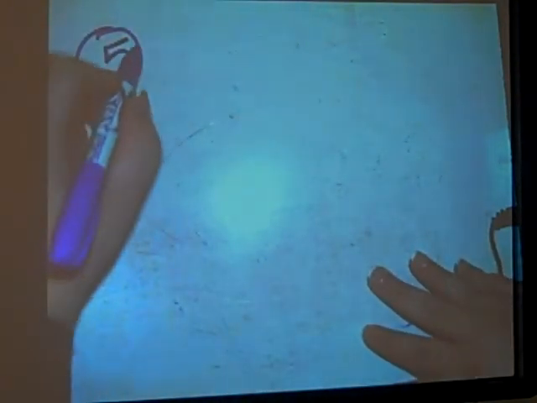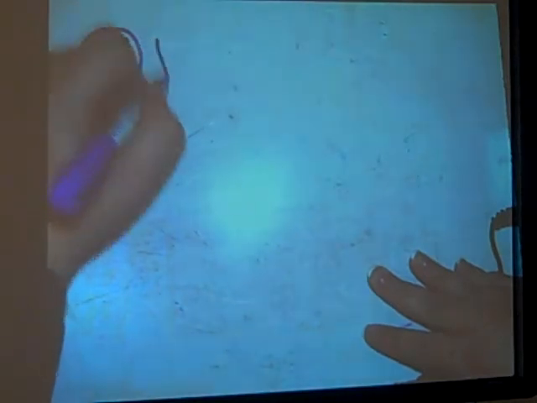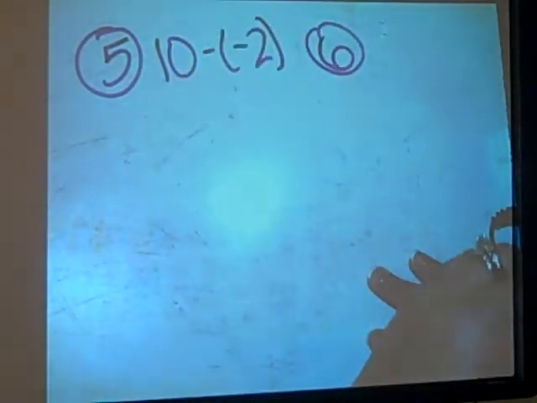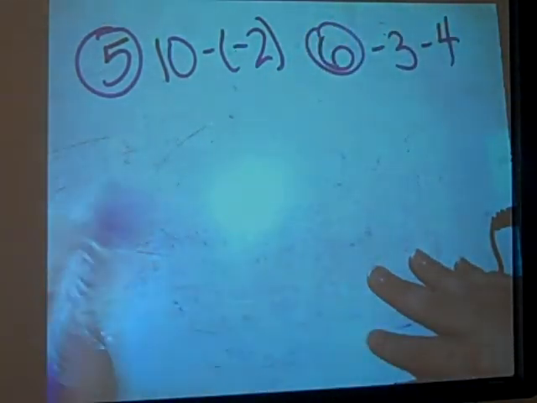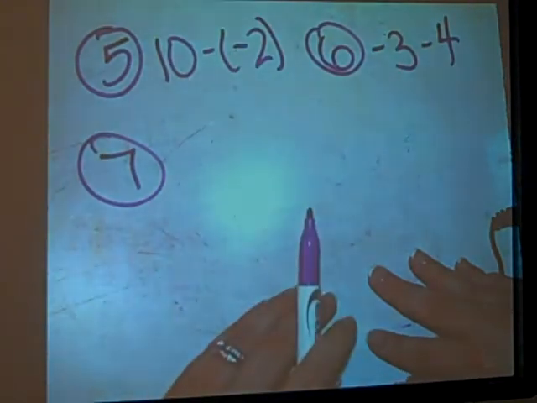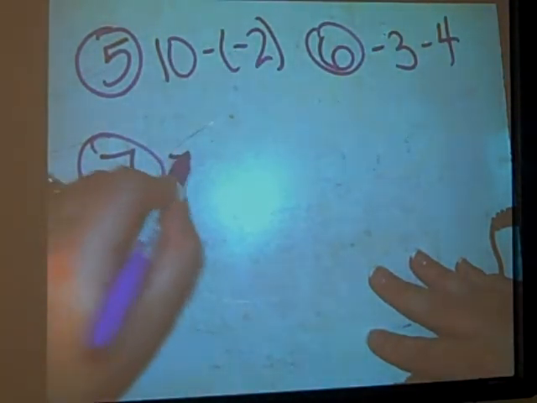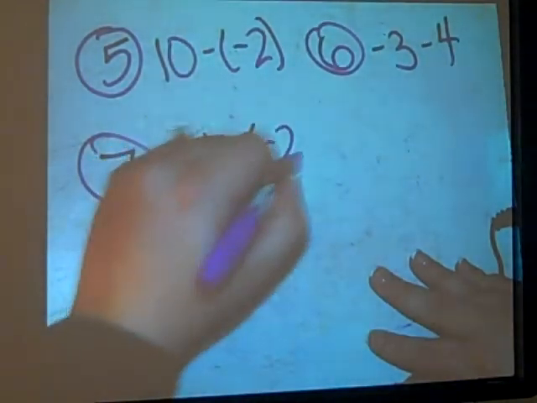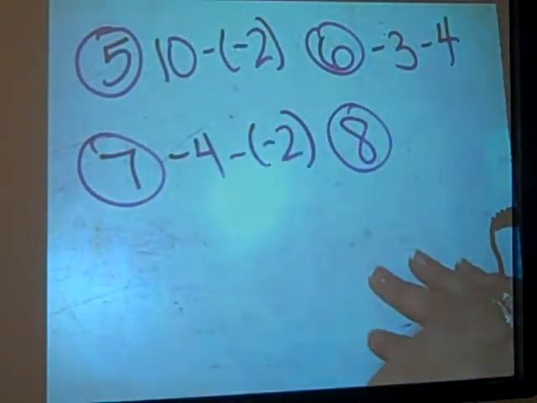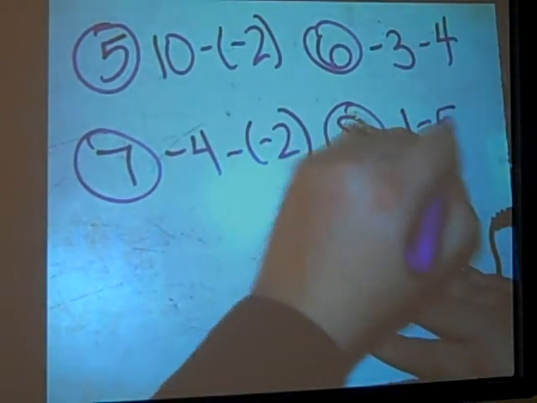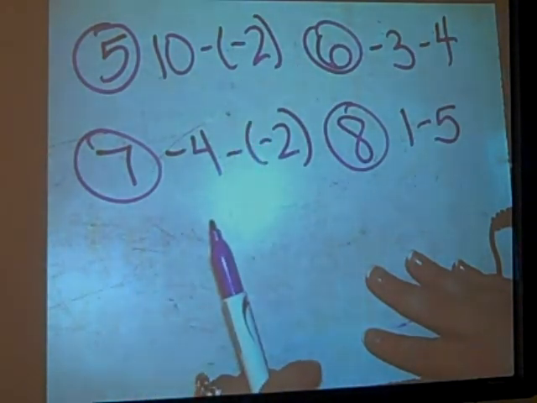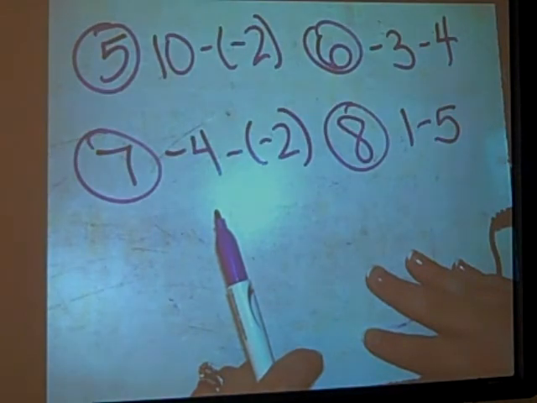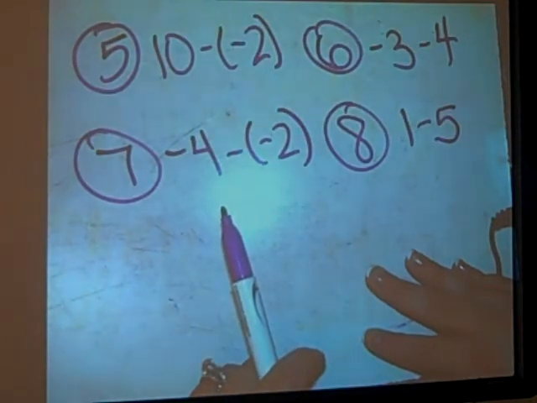I want you to do 10 minus -2 for number 6. What about -3 minus 4 for 7? I would like you to do -4 minus -2. And for 8, let's do 1 minus 5. And again, the second number sometimes is in parentheses just so you can clearly see that it's a negative. So you're going to solve these on your own. Go ahead and pause the video.